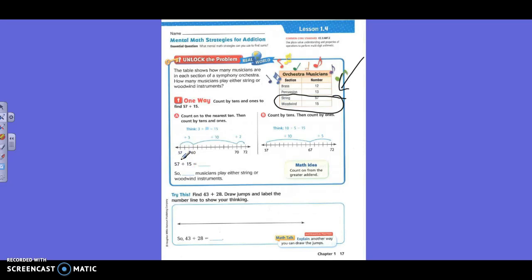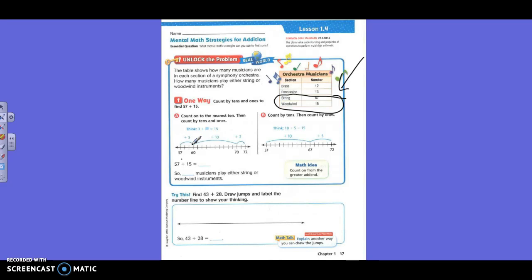Okay? Now, the first way to do it is to count to the nearest 10. So it's kind of like rounding to the nearest 10, but you're counting up. So they're saying if you go 57 and you add 3 to 57, that will get to 60. Okay, so they added 3. Now that's 3 out of the 15. So 15 minus 3 is how much? 12. And so there will be 12 more. Does 10 plus 2 equal 12?